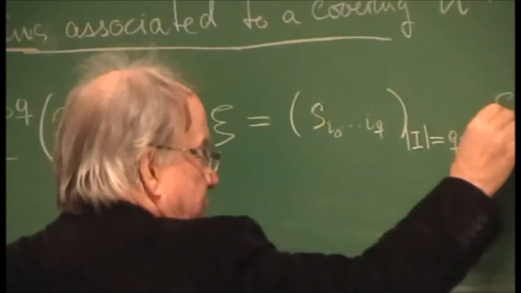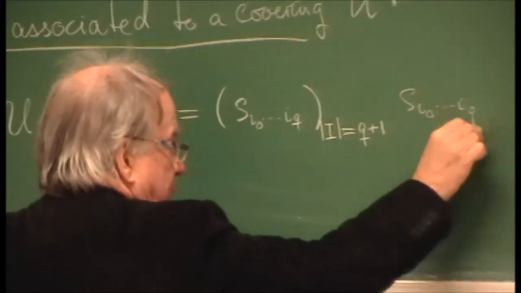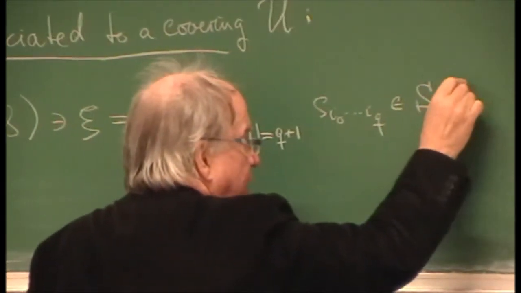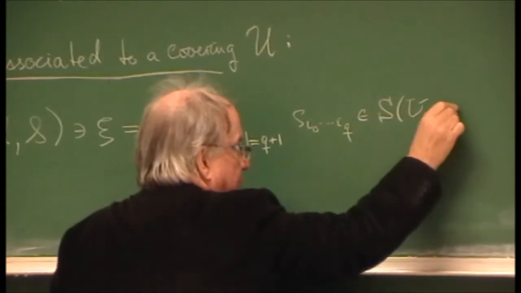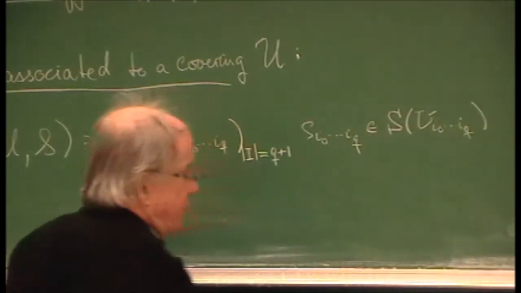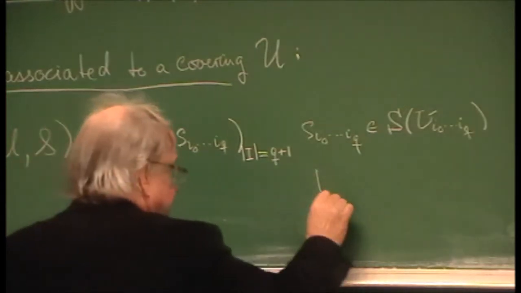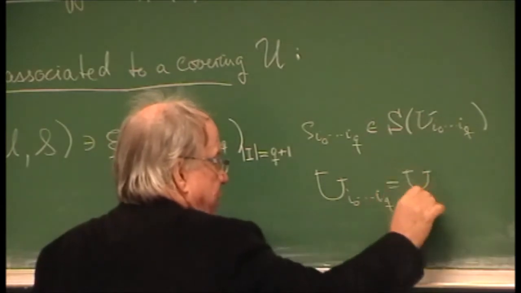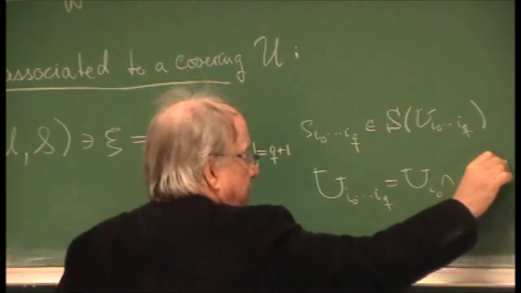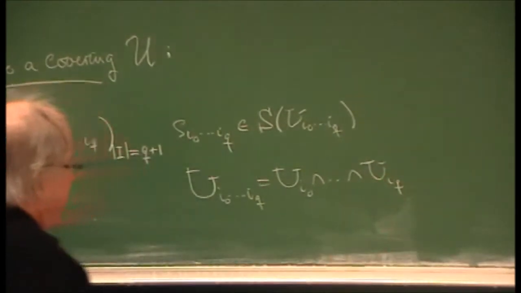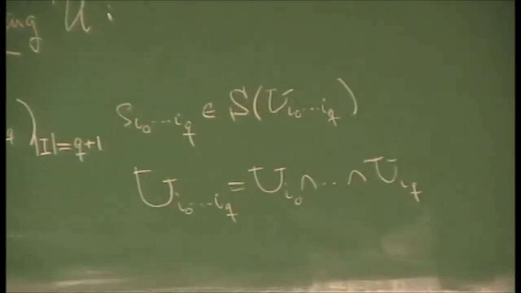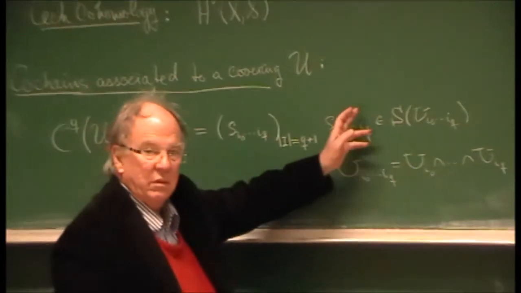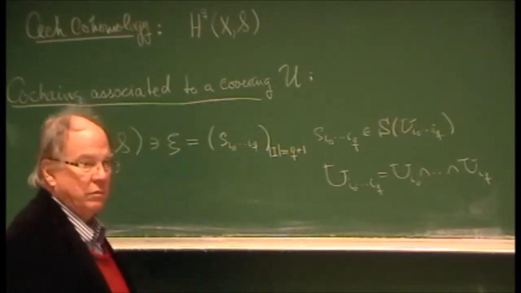And what is this? This thing is an element of the sheaf, so a section is the way I'm thinking, on the open set U_{I0 through IQ}. And just to remind you of my notation here, which I've probably used extensively already, this is just the intersection. Okay. So a cochain is a formal thing. To every intersection of length Q plus 1, you have an element of the sheaf. Okay? So it's every non-empty intersection.